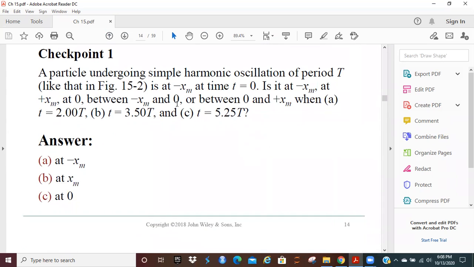At 3.5 times the period, if you were to go out 3 times the period, you'd end up with the exact same answer as what you've got here. But when you finish half the period more, you're going to be at the opposite end of the oscillation. So it's going to be at x sub m. And then at 5.25 times the period, you're at 5 times the period, which would put you back at minus x sub m. But if you go just a quarter of the way further, it will put you right in between those two values, at 0.